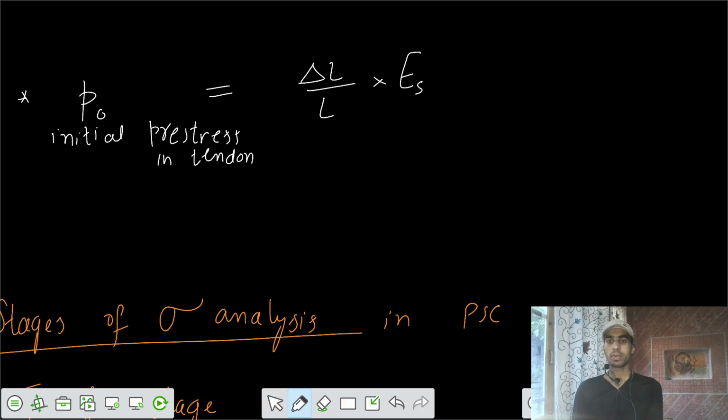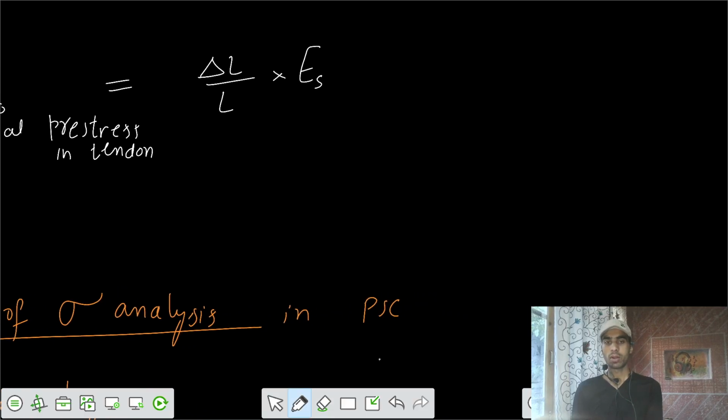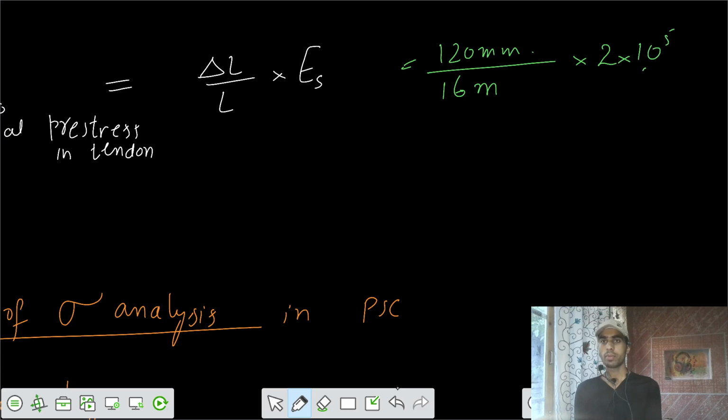Let's say that because of the jack, you developed an elongation of 120 millimeters, and the total length of the wire was 16 meters, and the modulus of elasticity is 2 into 10 to the power 5 megapascal. Then we see how much stress has been developed in the wire: a stress of 1500 megapascal.